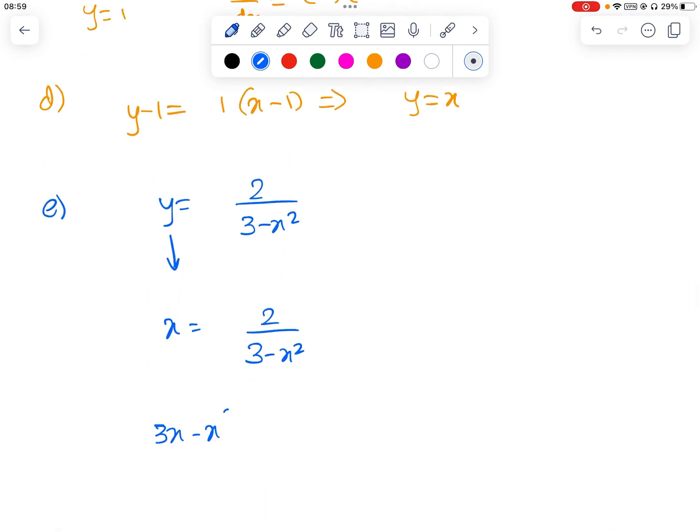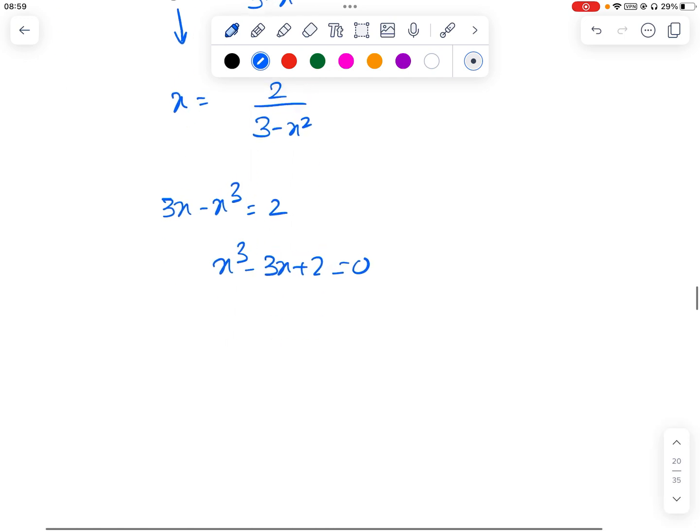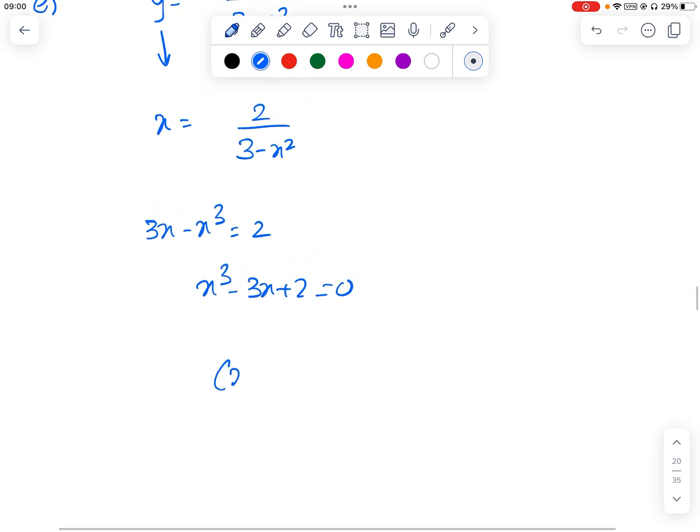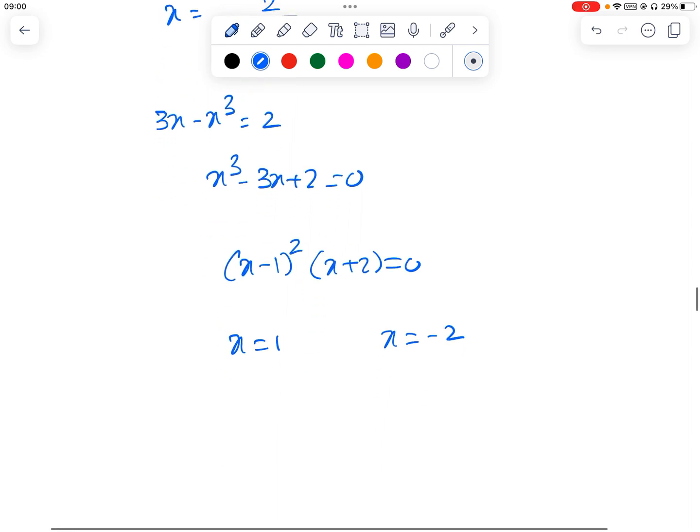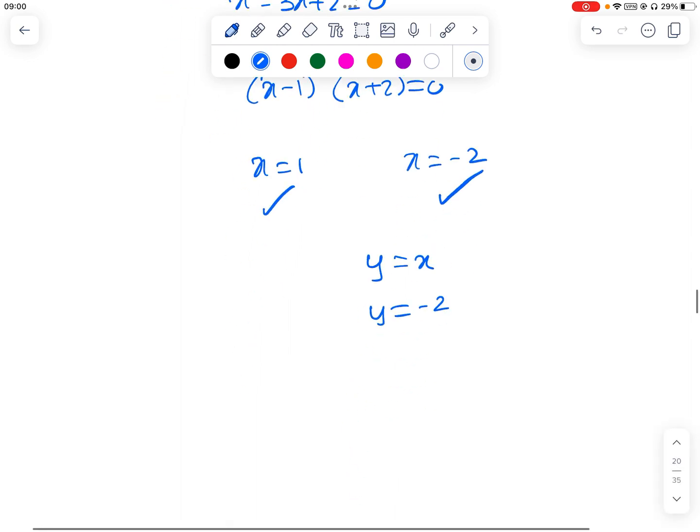3x minus x cube equals 2. x cube minus 3x plus 2 equals 0. You factorize it out directly. I'm writing x minus 1 whole square times x plus 2 equals 0. So x equals 1 or x equals negative 2. But x equal to 1 is already used, so our answer is going to be x equals negative 2. But it meets y equals x, so y also equals negative 2. So what's going to be the point? Negative 2 comma negative 2.